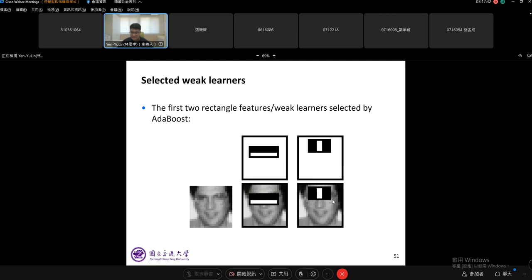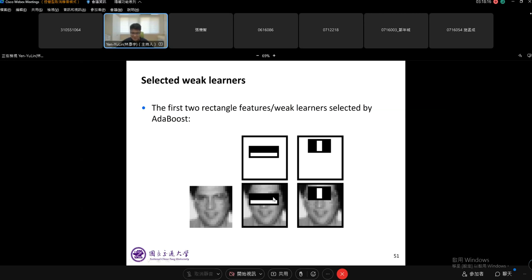After given the training data of faces and non-faces, we have the training data of the two classes. We also have the pool of weak learners constructed by using rectangle features. We can run the AdaBoost algorithm. Actually, these are the first two weak learners selected by AdaBoost. So it is an intuitive weak learner.